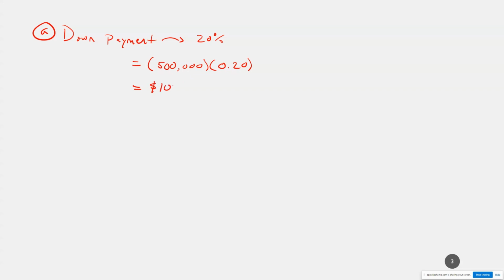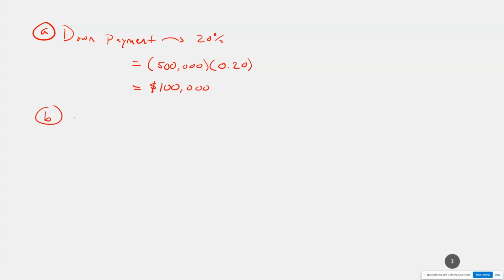First thing, A, we want to find the down payment. So the down payment is 20%. We're going to take the $500,000 that the house costs and multiply that. I'm going to change that 20% to a decimal, so change it to 0.20. If you grab your calculator and plug this in, you're going to see we have to put down $100,000 immediately to the bank.